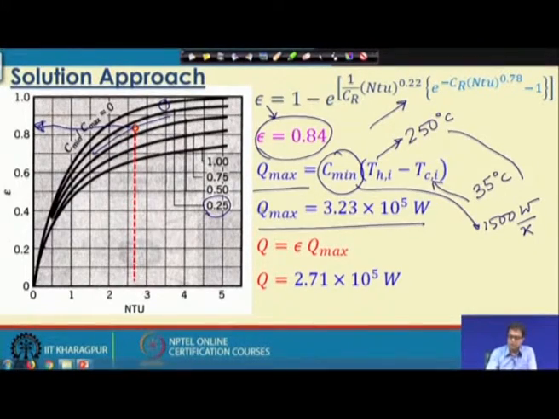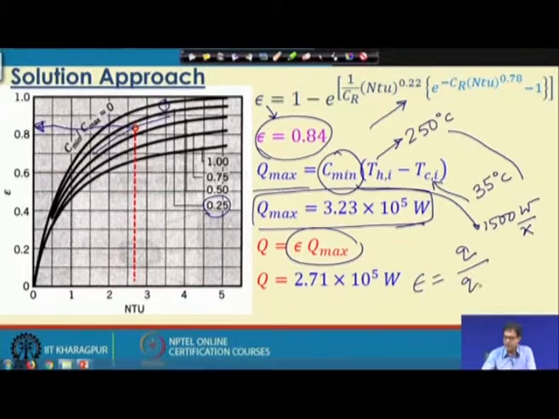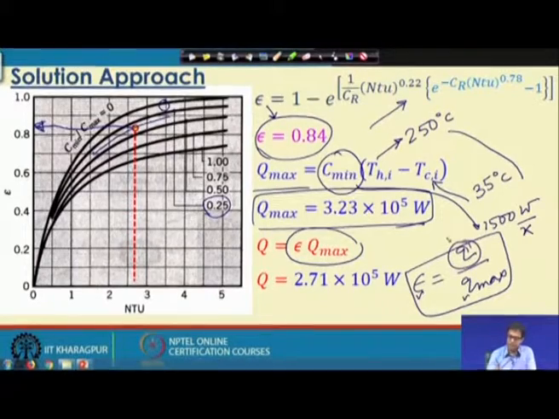When we know the Q max, we can find out the actual heat being transferred from this relation, because we know the definition of epsilon is equal to Q by Q max. We already know epsilon, which we have calculated, and we know the Q max, so we can find the actual heat transfer. That we find to be 2.71 into 10 to the power 5, assuming a value of epsilon equal to 0.84.